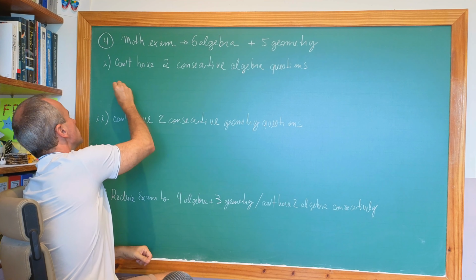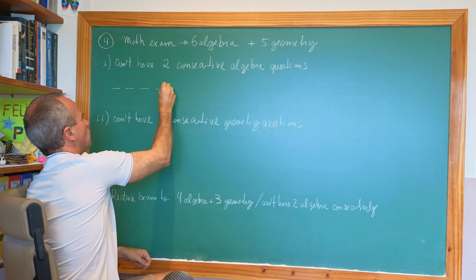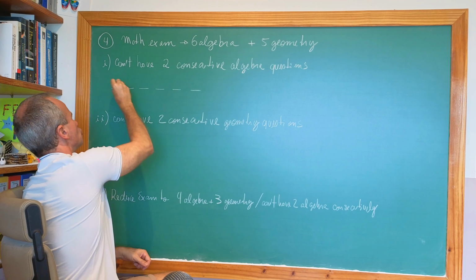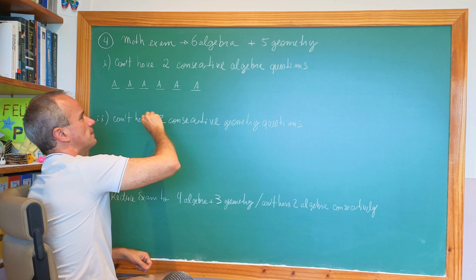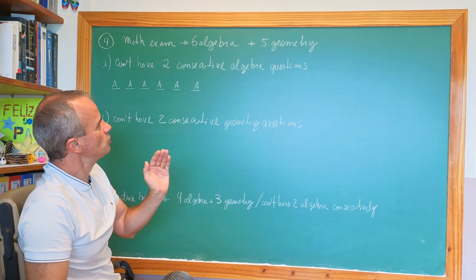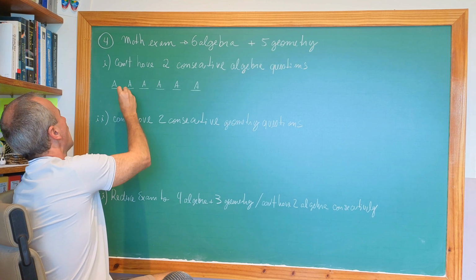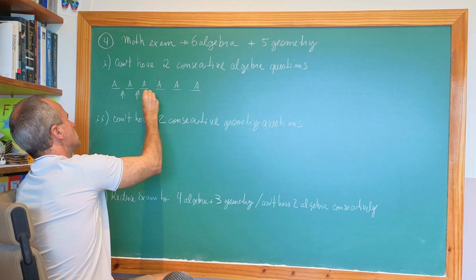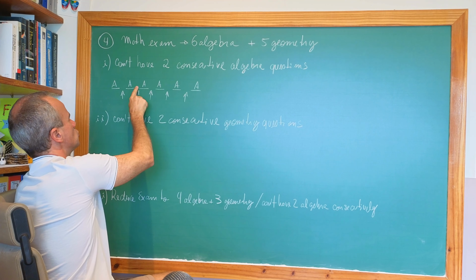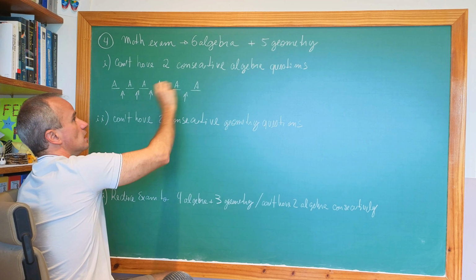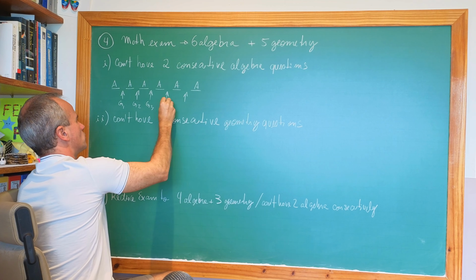So let's take the algebra. How many algebra do I have? 6: 1, 2, 3, 4, 5, 6. Those are for the algebra, all right? And then they cannot be together. If they can't be together, it means I am obliged to put a geometry between them: 2, 3, 4, 5. Enough. That is what I have. Geometry 1, geometry 2, geometry 3, geometry 4, geometry 5.